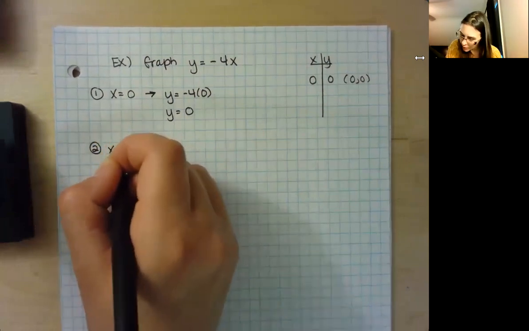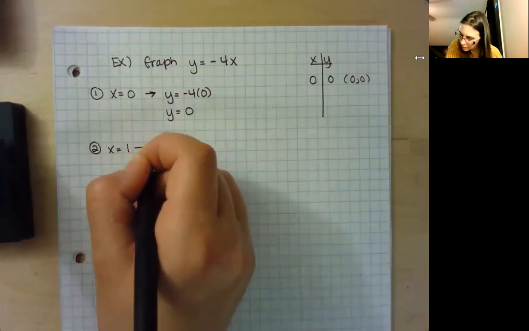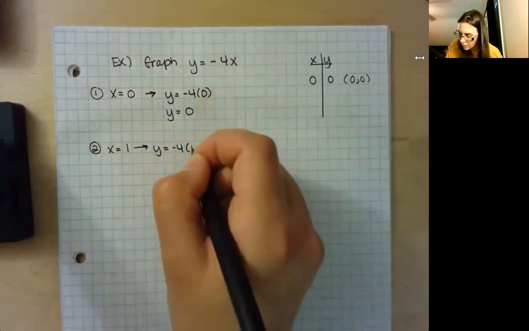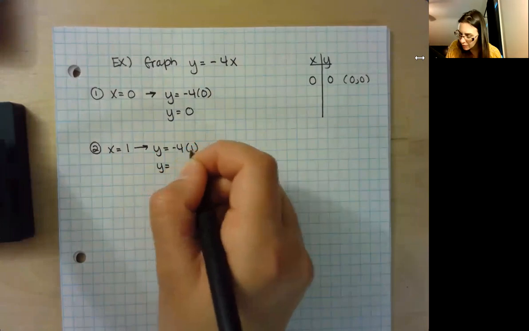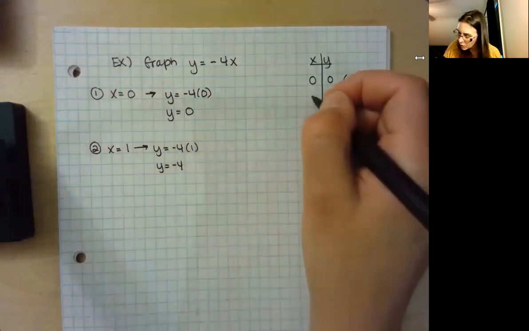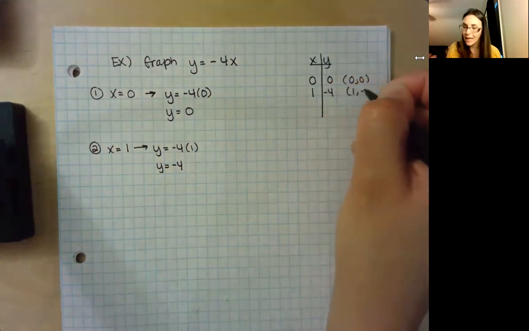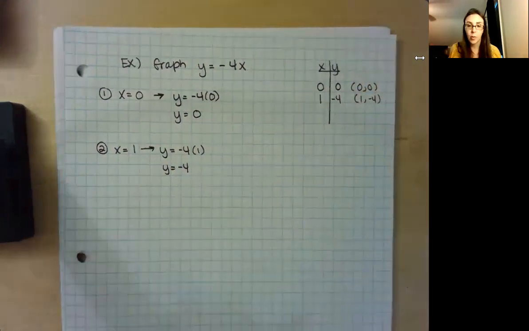I'm going to plug in x equals 1. So I've replaced the x with 1 now. -4 times 1 is -4. So when x is 1, my y value is -4. So again, that's just another way. I just like to use a table to stay organized, but it's just a point.